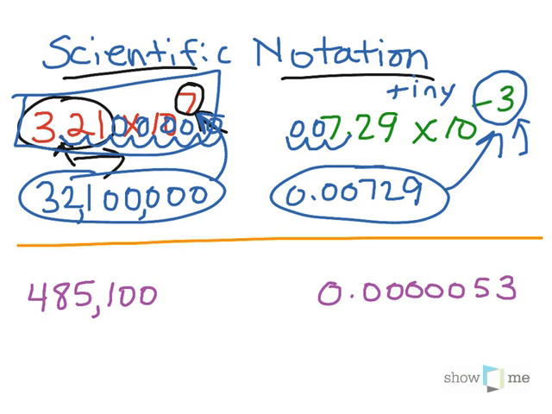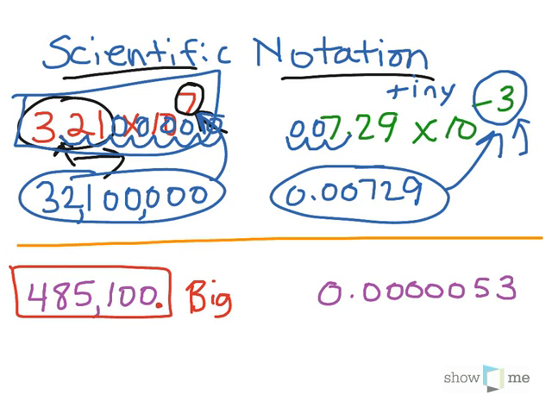Now let's look at going the other direction. Okay. So if we look below this, 485,100. Okay. Is that a small number or a big number? Well, that's pretty easy. That's a big number. It's a lot bigger than 1. Where's the decimal point on it? Well, the decimal point is right here. Even though it's not written, it's right there at the very end.